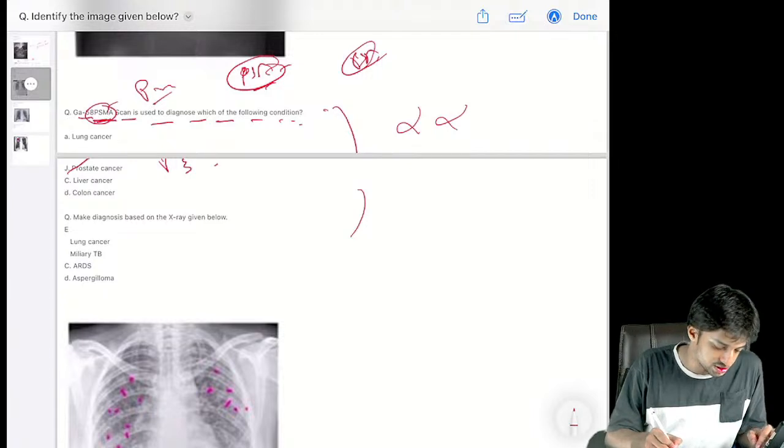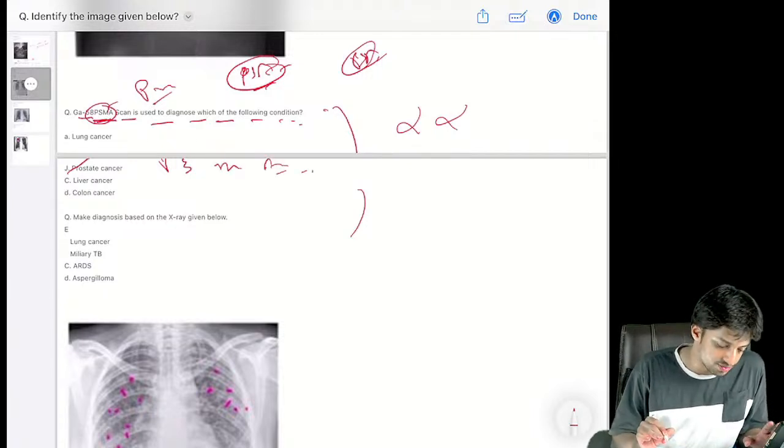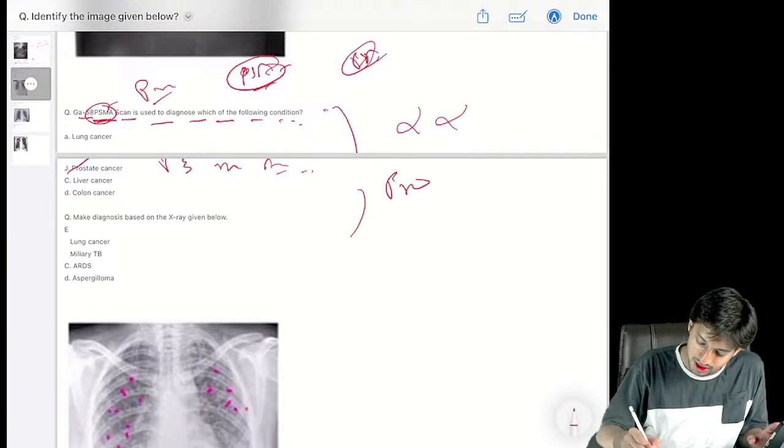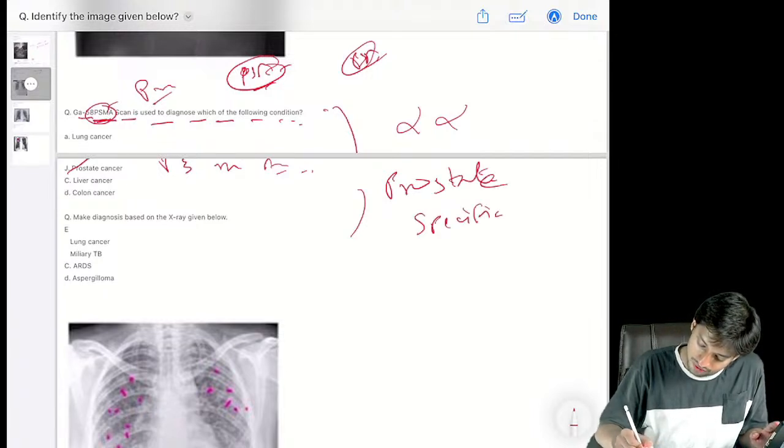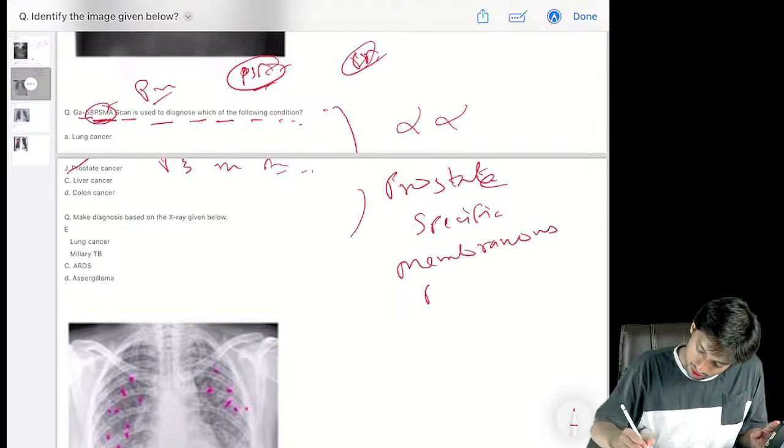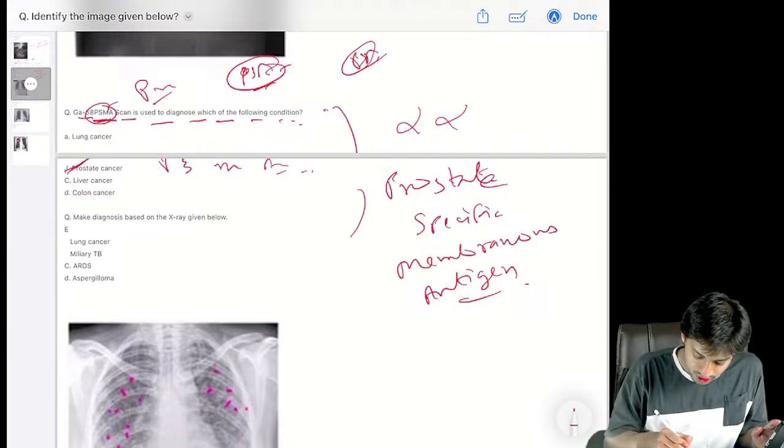PSMA, it is prostate specific membranous antigen. It is simple: prostate specific membranous antigen. Okay, so this will be your answer.